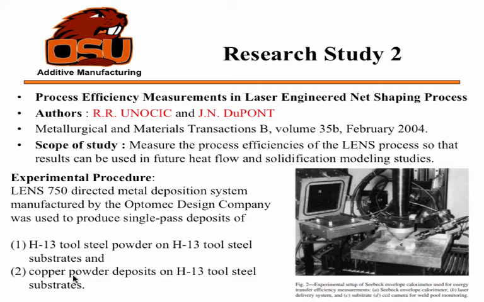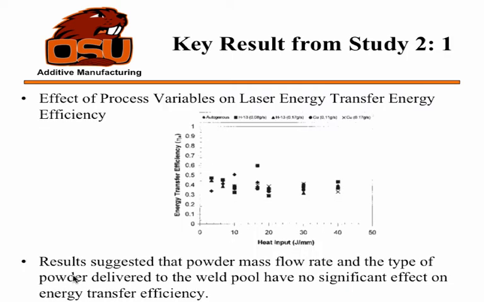They have used the LENS 750 from Optomec, and they have studied two types of products here: S13 tool steel powder on S13 tool steel substrate and copper powder on S13 tool steel substrate. So here you can observe how the laser energy transfer efficiency varies with heat input. From this figure, it can be concluded that the powder mass flow rate or the laser power has no effect on the energy efficiency.